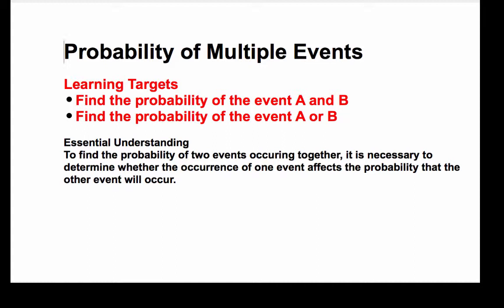Our learning targets for the lesson are to find the probability of the event A and B, and find the probability of the event A or B. Essential understanding: to find the probability of two events occurring together, it is necessary to determine whether the occurrence of one event affects the probability that the other event will occur.